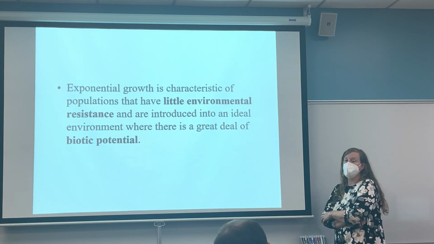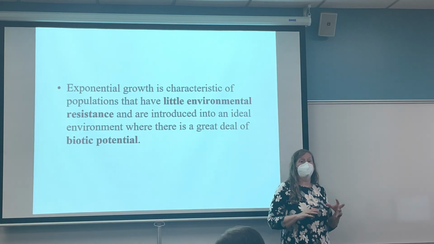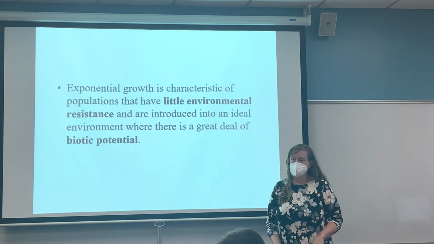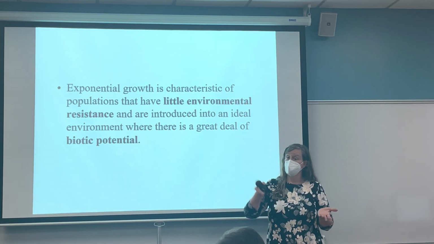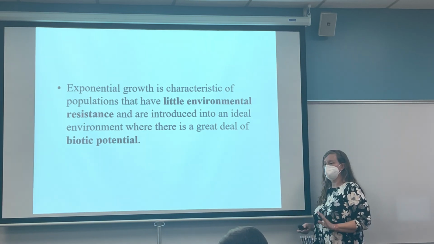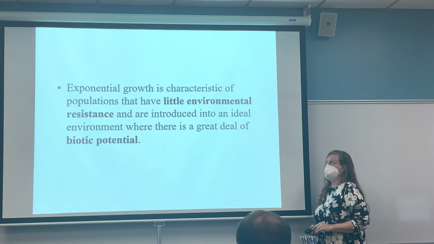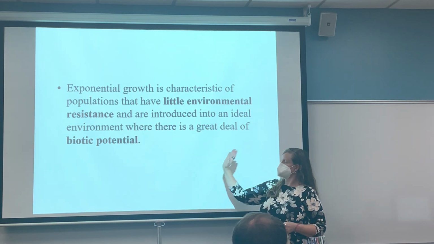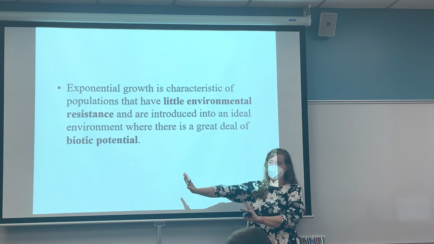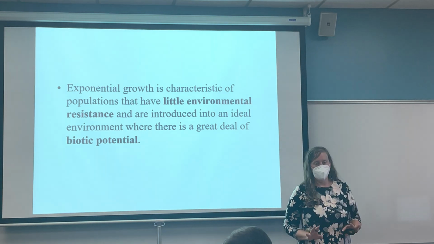Okay, so exponential growth: usually when a population has a lot of exponential growth, showing that J-shaped curve, they have little environmental resistance. So things are good. Everything's available. Nothing's resisting their growth. So again, environmental resistance will counteract biotic potential. It's going to stand in the way of your potential of your living things, your bio, to grow.